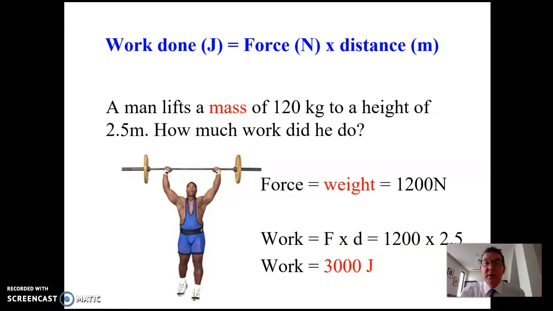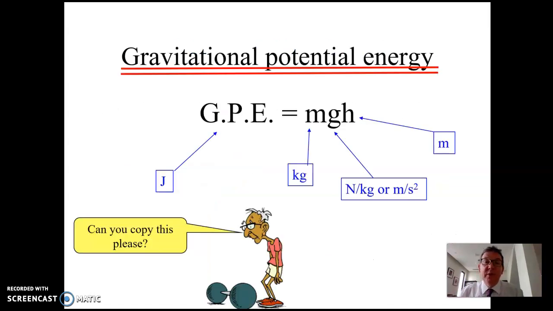Now, if you think about it, the amount of work we've done is actually the amount of gravitational energy. So that work has been turned into gravitational energy. This number here, the work that we did lifting the object, is equal to the gravitational energy. So that's where we can get a formula from.